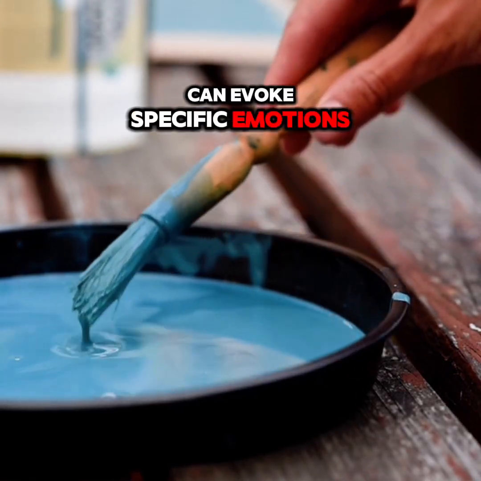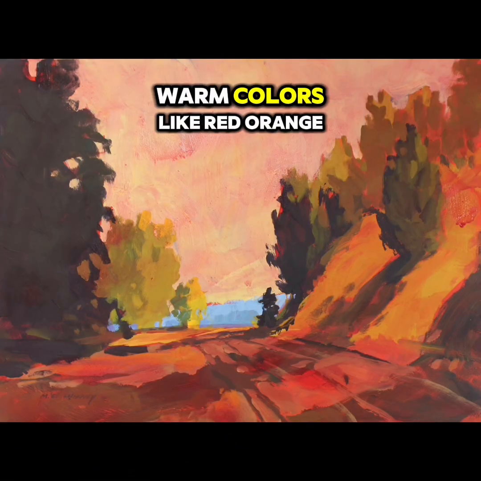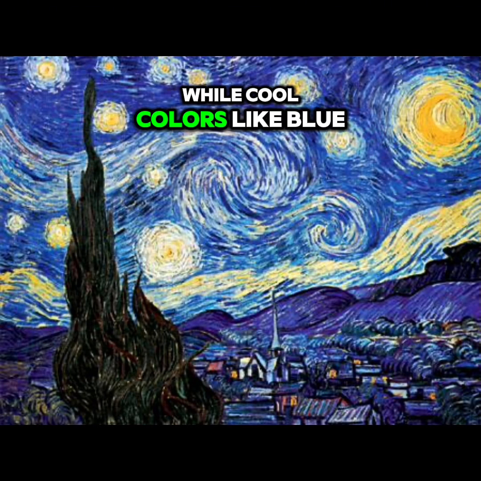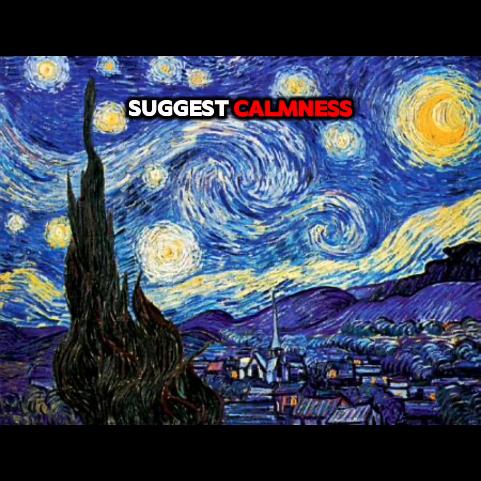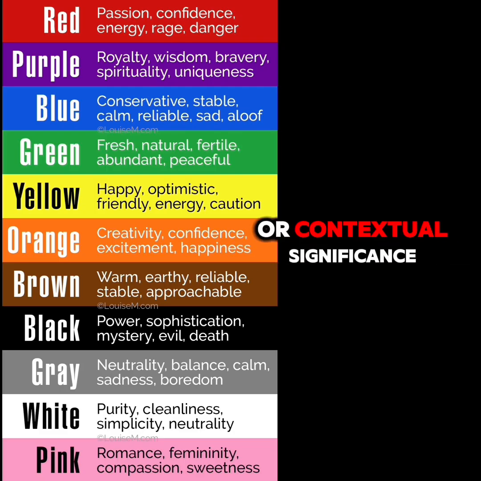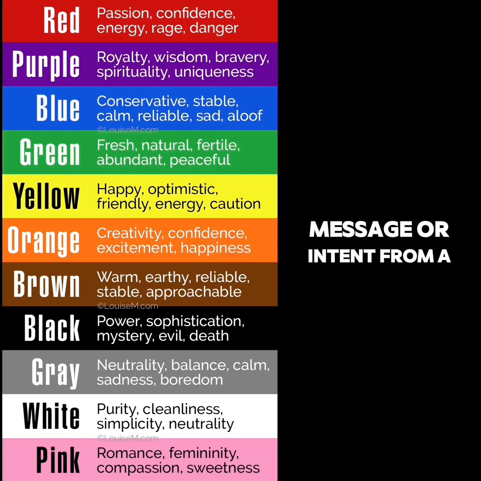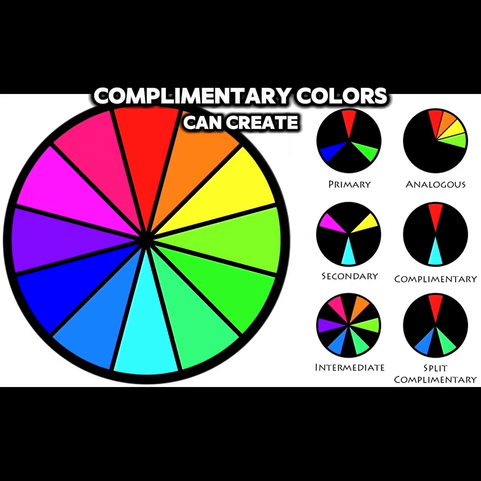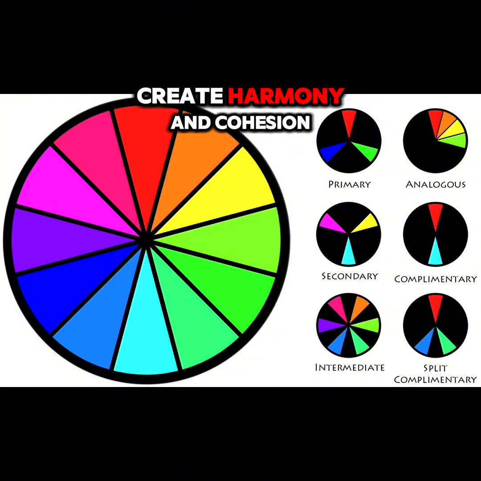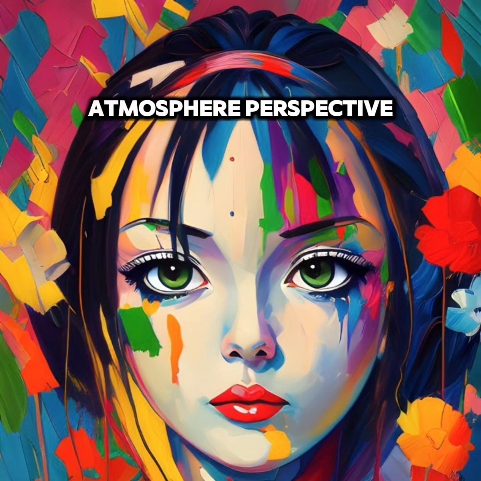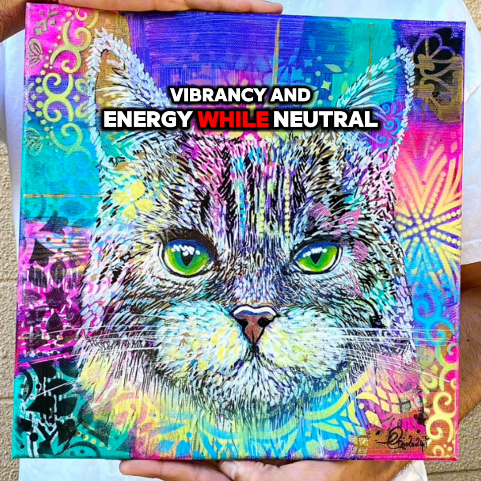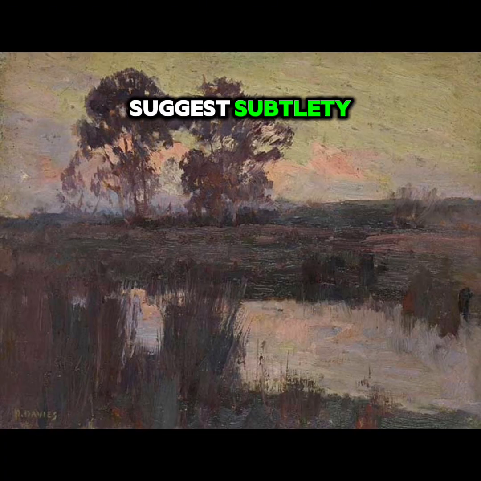Colors can evoke specific emotions and carry symbolic meanings. Warm colors like red, orange, and yellow are often associated with energy and passion, while cool colors like blue, green, and purple can suggest calmness, serenity, and introspection. Colors can also have cultural or contextual significance that could provide insight into a work's message or intent. From a narrative perspective, complementary colors can create visual tension through the use of contrast, while analogous colors can create harmony and cohesion. And from a mood and atmosphere perspective, the intensity of colors can suggest youth, vibrancy, and energy, while neutral and muted colors may suggest subtlety or even nostalgia.